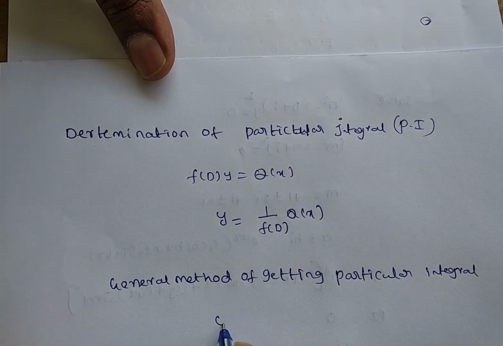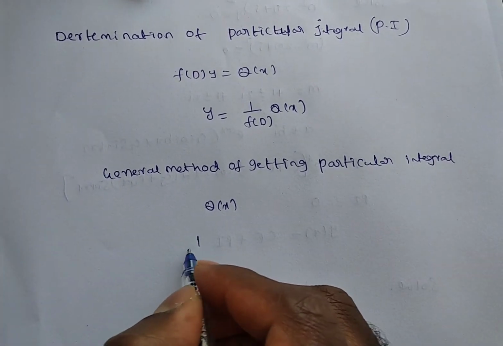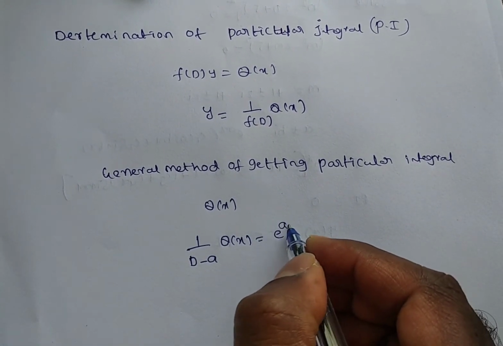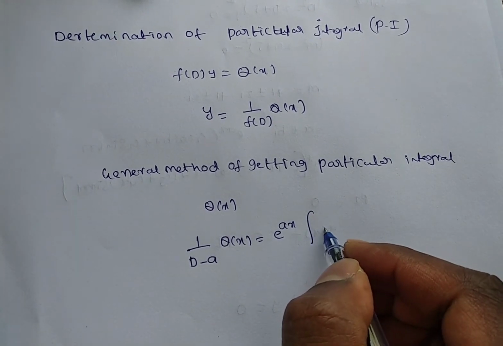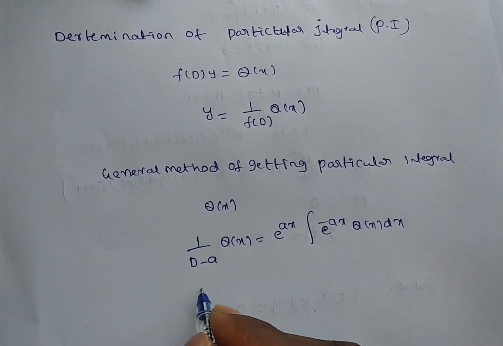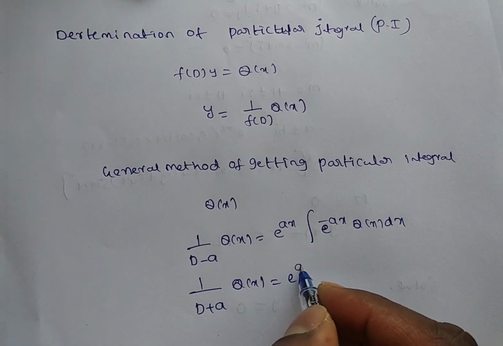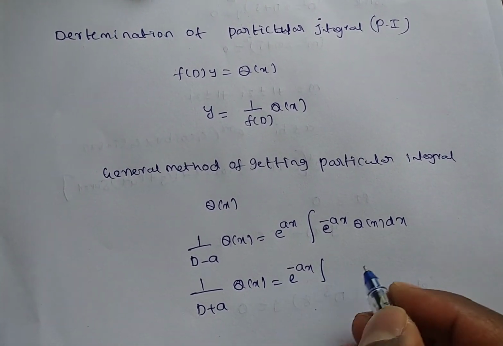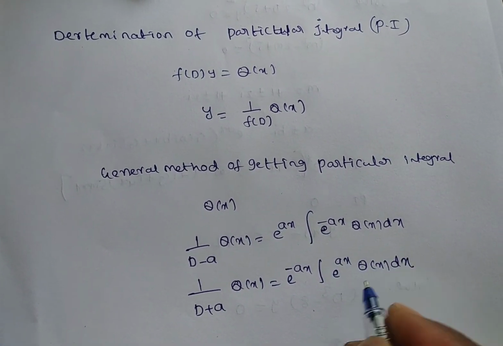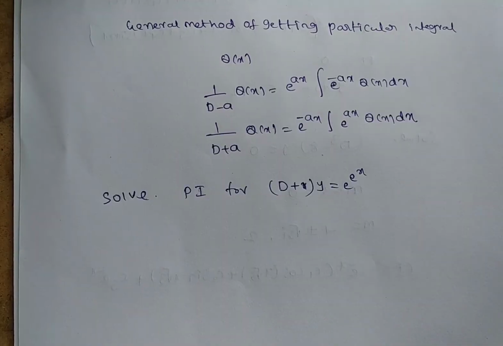if Q of x is a function of x only, then 1 by D minus a into Q of x is equal to e power ax into integral of e power minus ax into Q of x dx. One more formula is also there, that is 1 by D plus a into Q of x is equal to e power minus ax into integral of e power ax into Q of x dx. Now we will solve one problem based on the general method of getting particular integral.